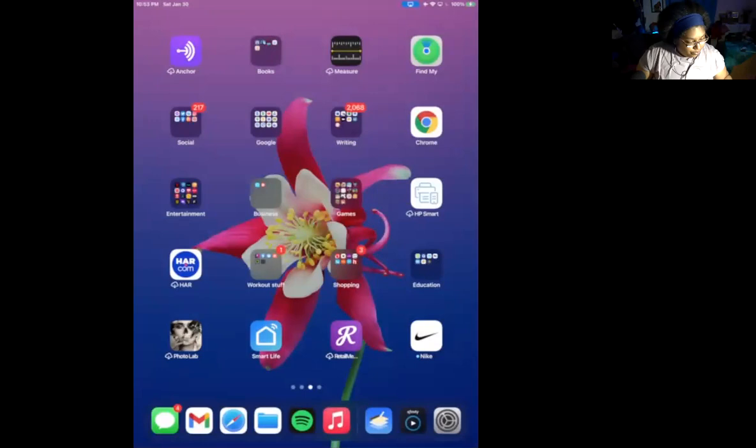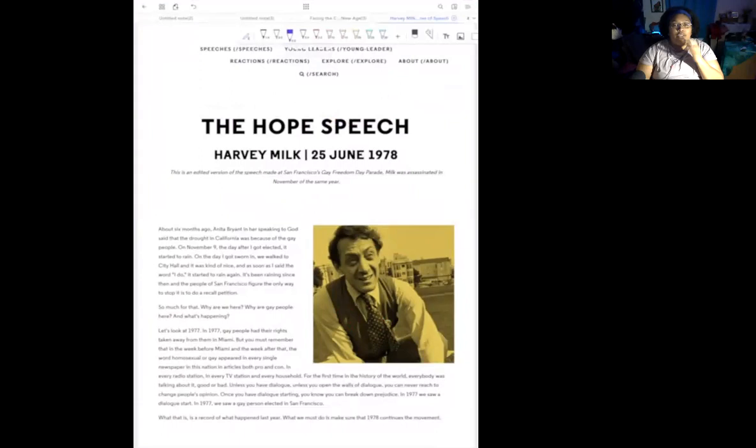I'm going to do a screen share. Hopefully. It was a little wonky earlier. Yes, I love it when technology works. And we are going to annotate the Hope speech. So I'm going to use purple as my writing color this week because I like purple, and why not? I worked very hard to use purple. I'll tell you the story of that another day.